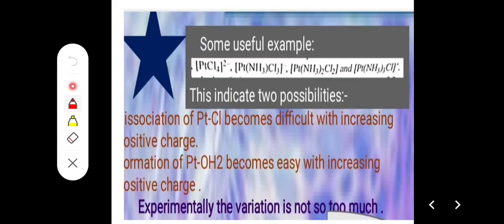Now some useful examples are PtCl4 2-, [Pt(NH3)Cl3]-, and so on. That should be termed this way: when the positive charge on platinum increases, Pt-Cl dissociation is much more difficult and formation of Pt-OH2 becomes easier. Okay.